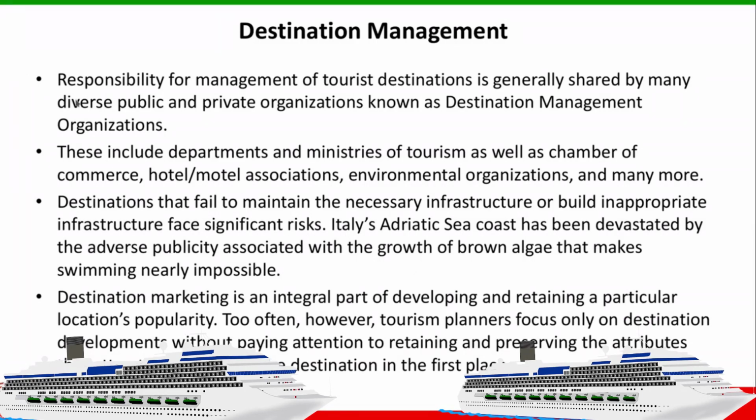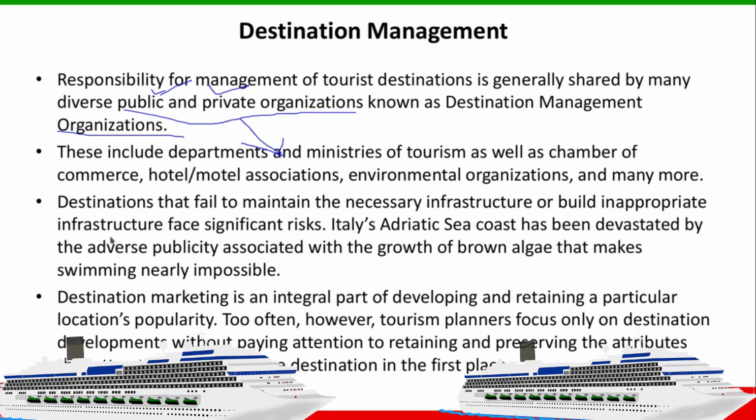So here, responsibility for management of a tourist destination is generally shared by many diverse public and private organizations. So that's what I said, either it could be a public or a private organization, and it is known as a destination management organization. This includes departments and ministries of tourism, as well as chambers of commerce, hotel and motel associations, environmental organizations, and many more. So these DMOs are a big group of people, whereas DMCs, destination management companies, are private players. Basically they operate the inbound tourism activities at that destination.